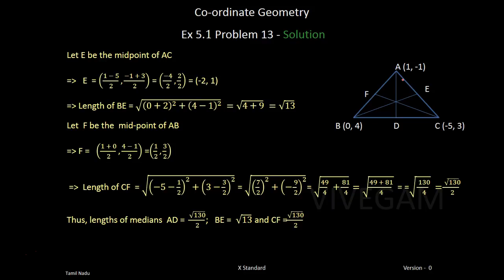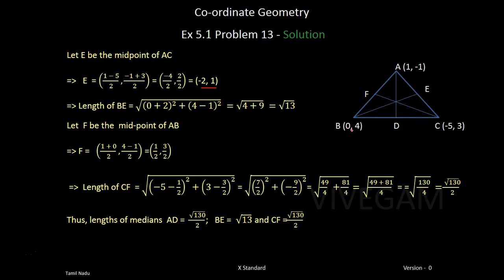Do the same for AC. Find the midpoint using this point and this point. Calculate E. So what will be the midpoint? 1 minus 5 divided by 2, minus 1 plus 3 by 2. So that is minus 4 by 2, and this is actually 2 by 2. So you will get this as minus 2 and 1. So the coordinate of E is known.